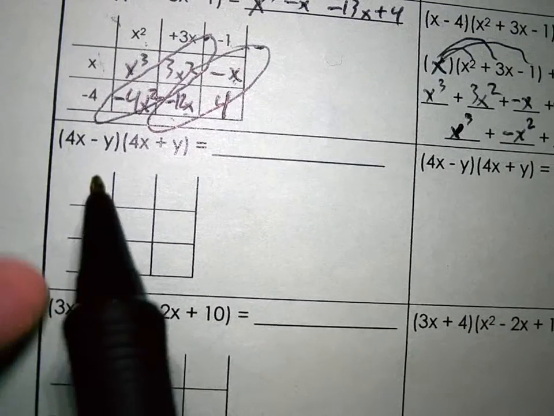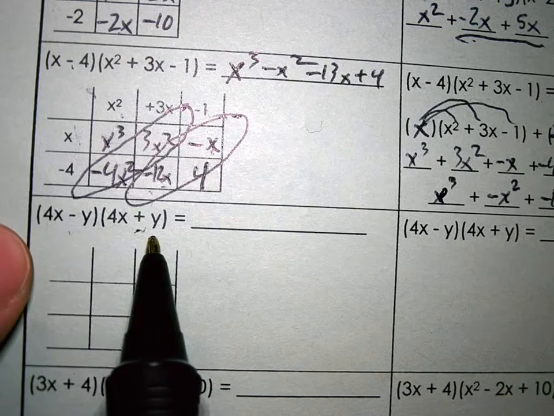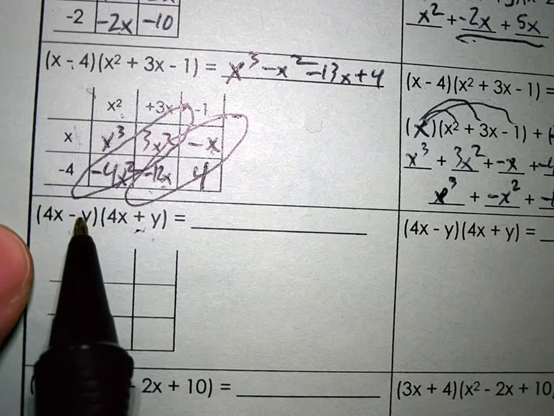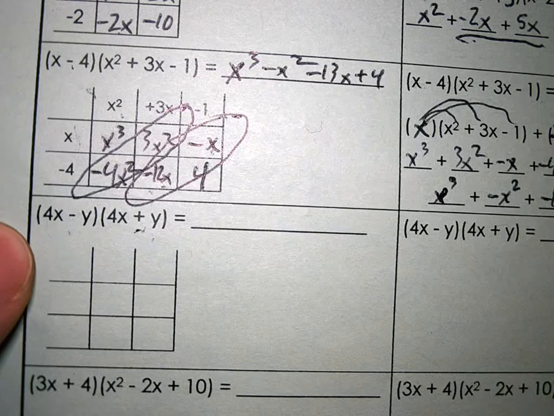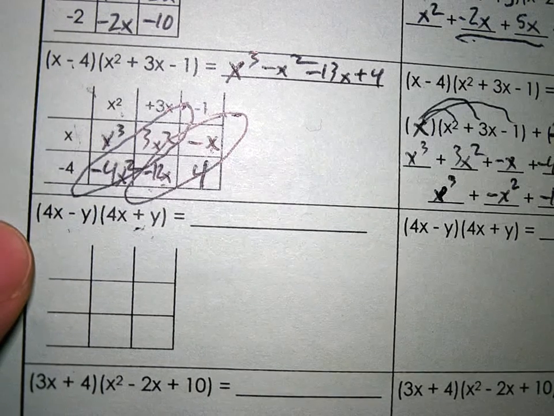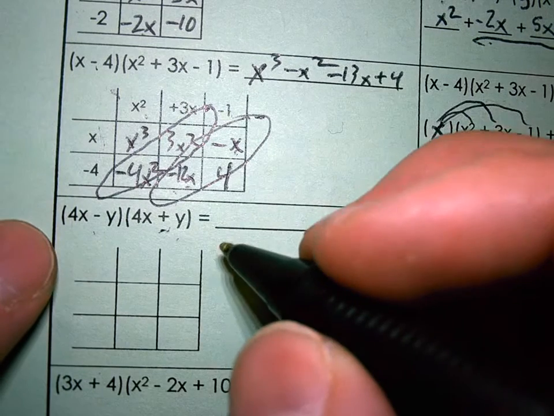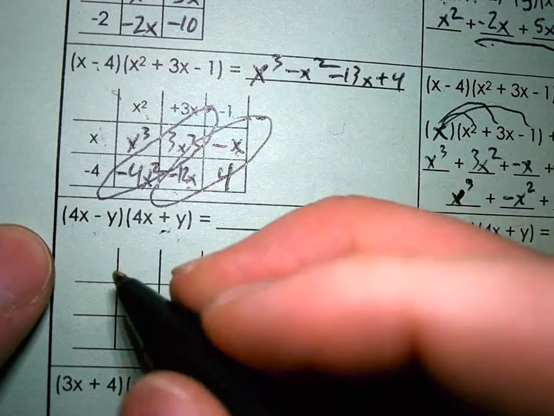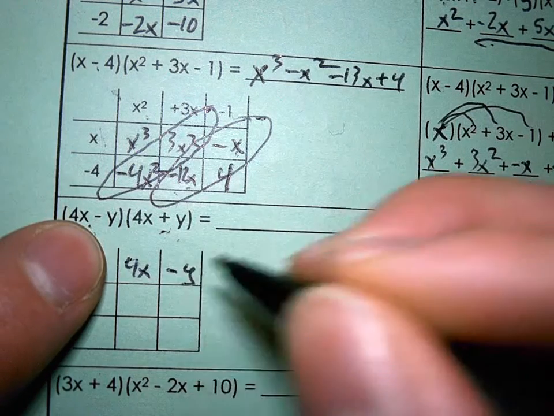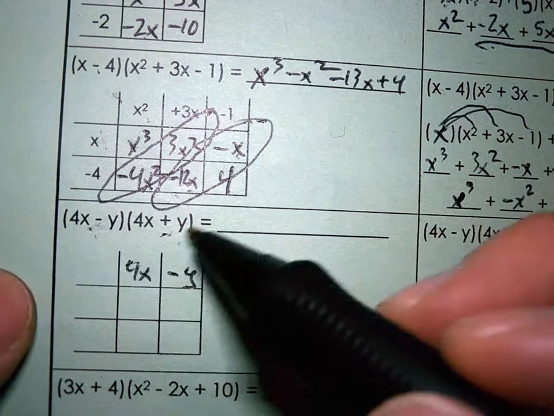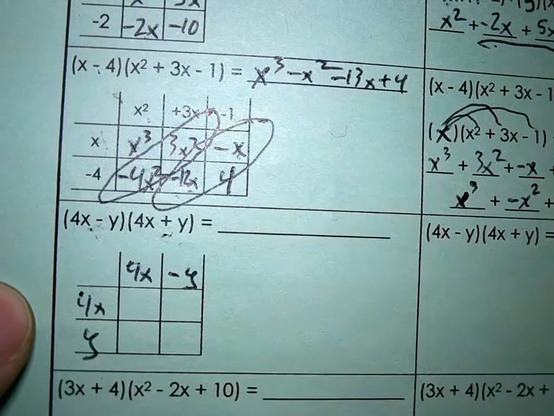So, what do you notice about these? They're the same except for negative and positive. Watch what happens when we do these ones. This will happen to every one that ends up like this. So this is 4x. This is negative y. This is my first binomial. Second binomial, 4x, positive y.